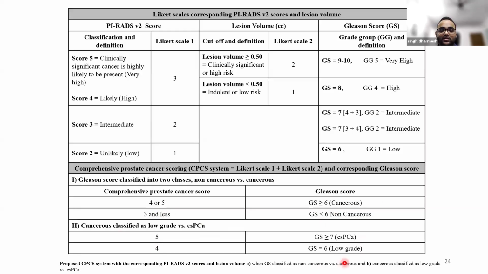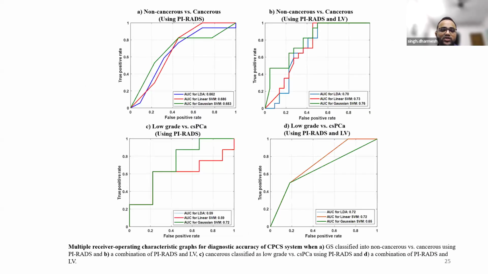classified differently, like Gleason score greater than 7 versus Gleason score 6. So overall, this system provides a structured way to combine imaging-based PI-RADS scoring, volumetric analysis, and histological correlation. It allows us to stratify patients into non-cancerous, low-grade cancer, and clinically significant prostate cancer, which is critical for guiding treatment decisions. So these are the results based on this. This shows good accuracy for the clinically significant cancer.